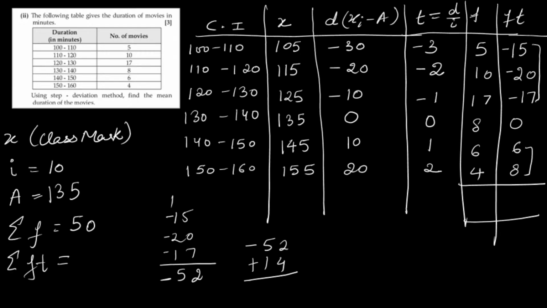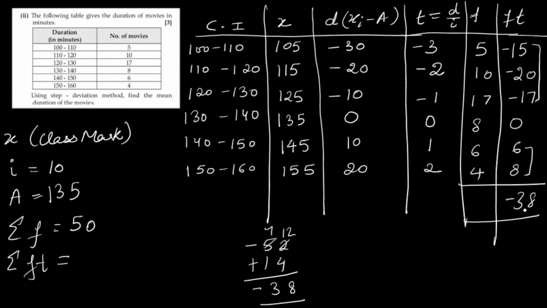So plus minus is minus and the sign which is with greater number. So here 12 minus 4 is 8. 4 minus 1 is 3 with minus sign. So minus 38. So sigma ft is equals to minus 38.